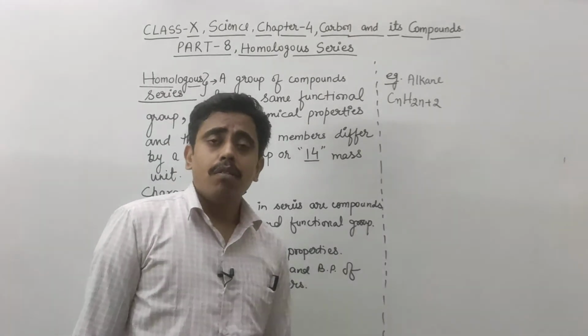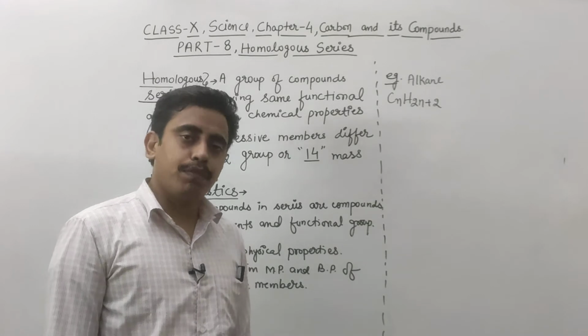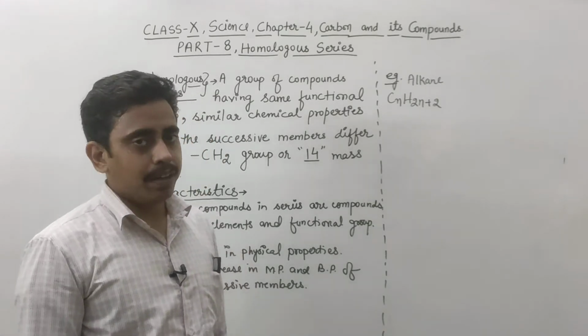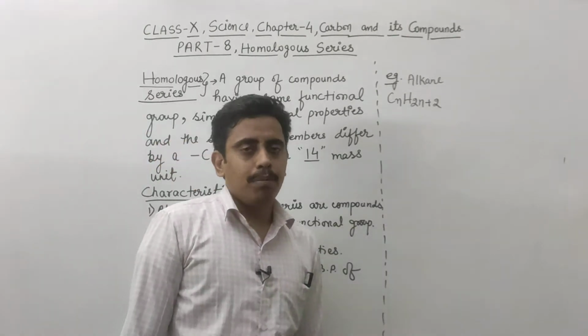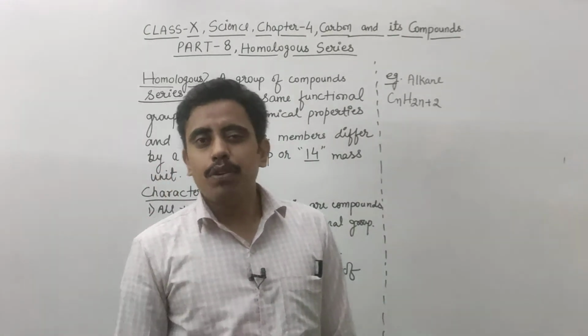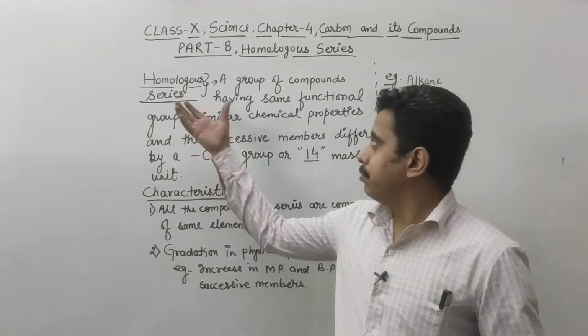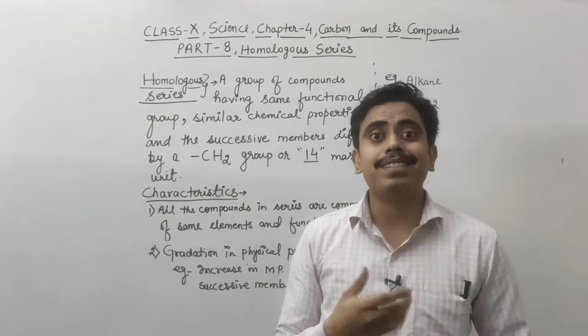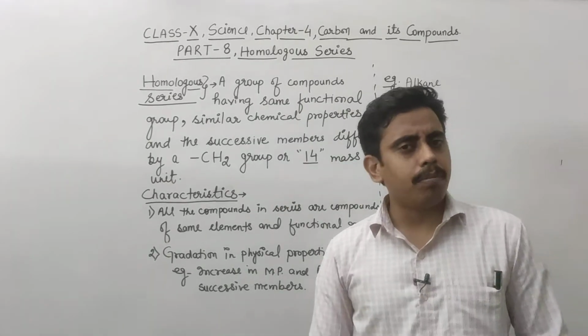In this session, we will continue with the chapter that is carbon and its compounds. It's chapter 4 from class 10 science, and in this session we will see the homologous series. Before going to the definition, we will try to understand this particular series with the example.